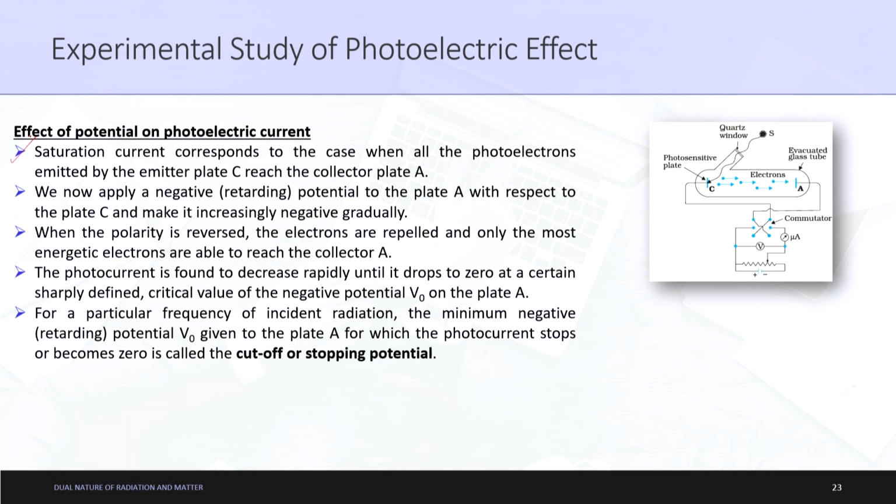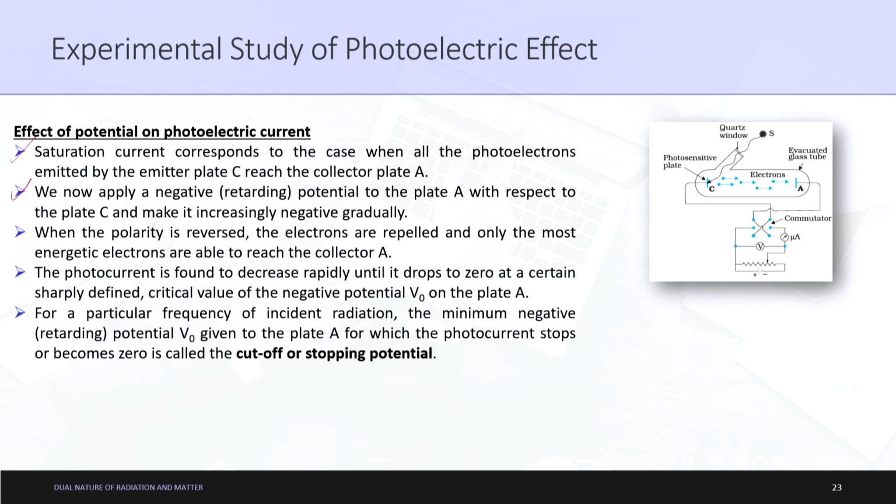We now apply negative or retarding potential to the plate A with respect to the plate C and make it increasingly negative gradually. Okay. How do we try to change this? By using a commutator, because what is the use of a commutator? A commutator reverses the polarity. Okay. So, now what we try to do is decrease the value of potential here. So, till now we were increasing, now we are trying to decrease.